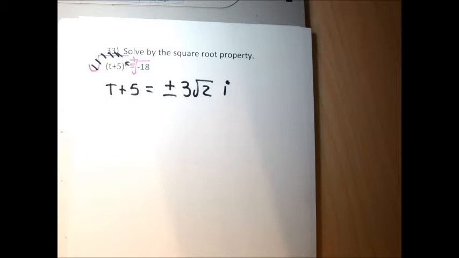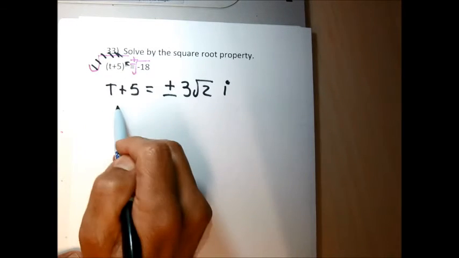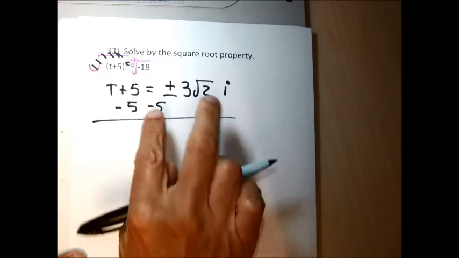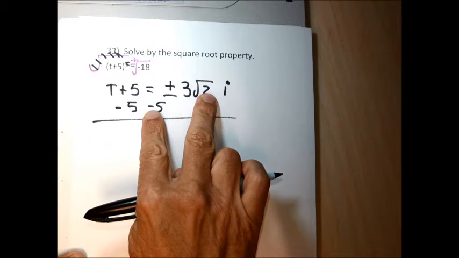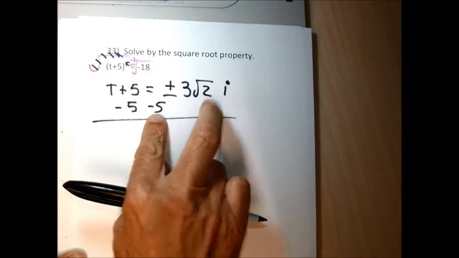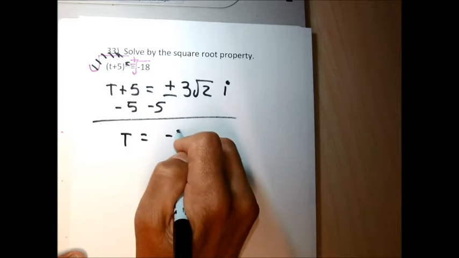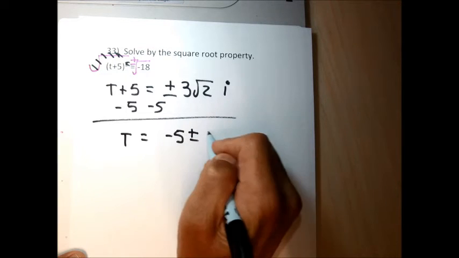I'm almost done. I just need to solve for t. I'm going to minus 5 from both sides. And then these terms can't be combined because the 5 doesn't have a square root of 2, nor does it have an i. So this is going to be my answer, and my answer is going to have that plus or minus sign in it.